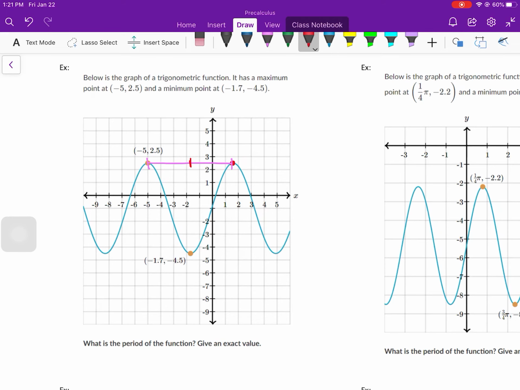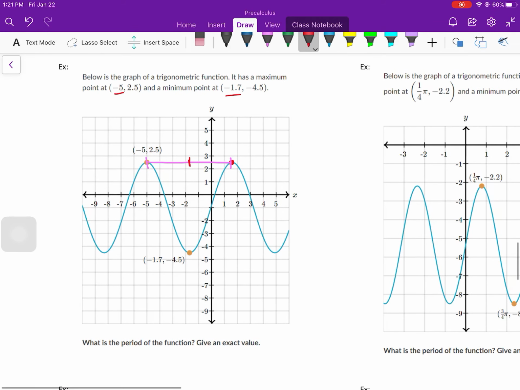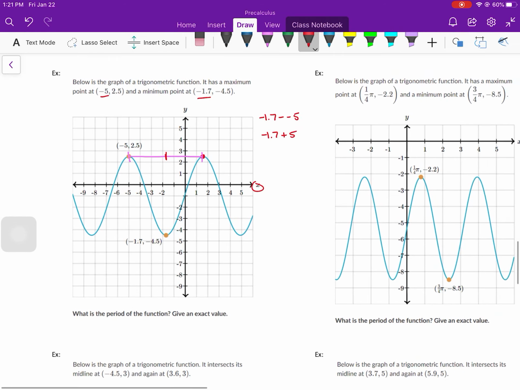So what is the horizontal distance there? We're going to look at the x values because that's the horizontal axis. So negative 1.7 minus negative 5 is going to be negative 1.7 plus 5, which is 3.3. Makes sense. So 3.3 is half of the distance that we need to go. So you would add another 3.3 to it to get 6.6 as the period.